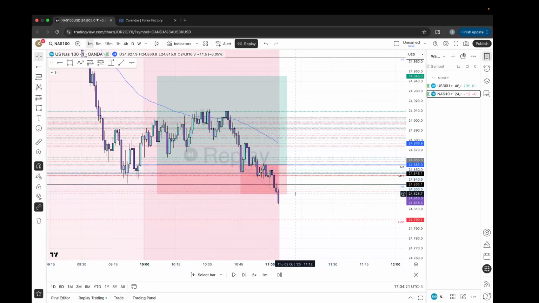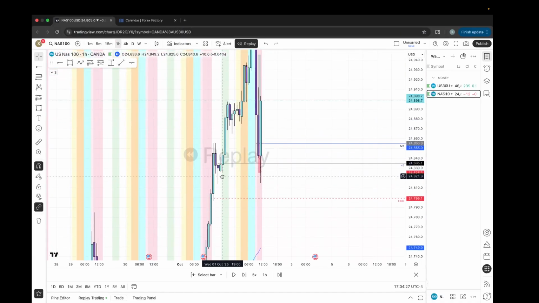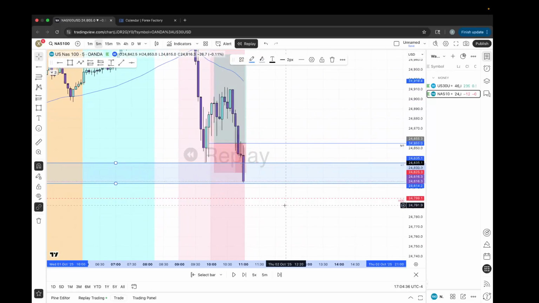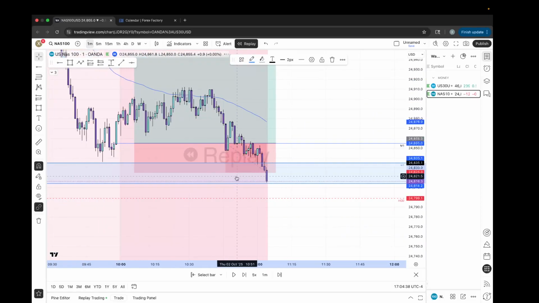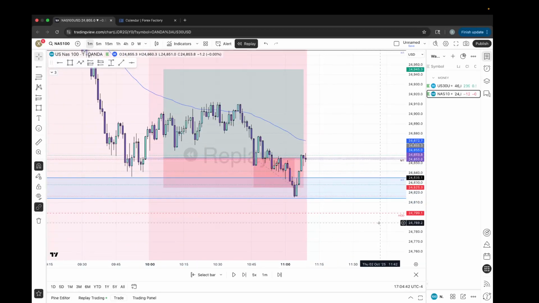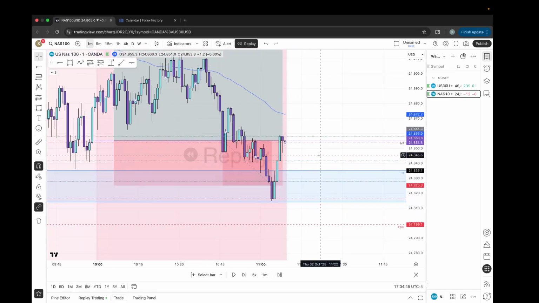So let me get rid of this M15 just so you're not confused. And we'll take a look at the H1 just to see how big the candlestick actually is. It is the entire H1 candle. That's our demand. All right, so we've got this. We're still inside the H1. Then we continue.